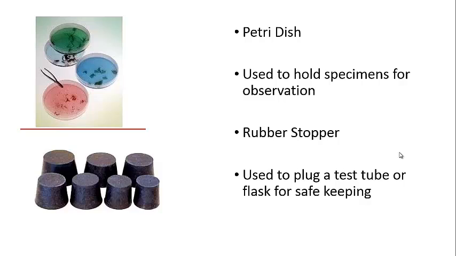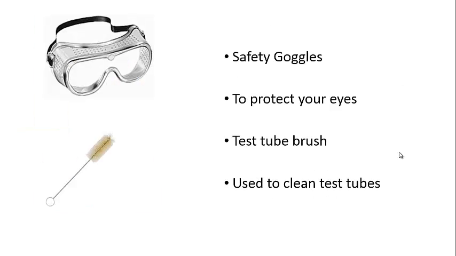Petri dishes are used to hold specimens for observation, or you could grow cultures or other things in them. Rubber stoppers can be used to either plug a test tube or even a flask for safekeeping.